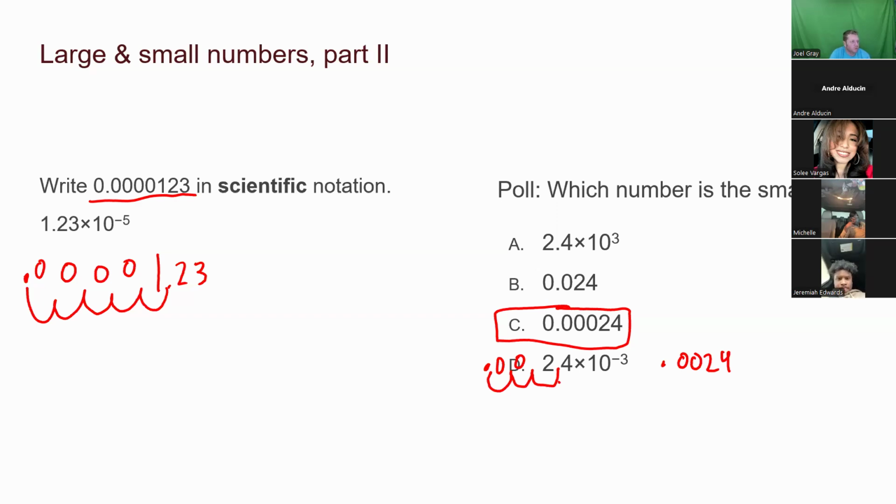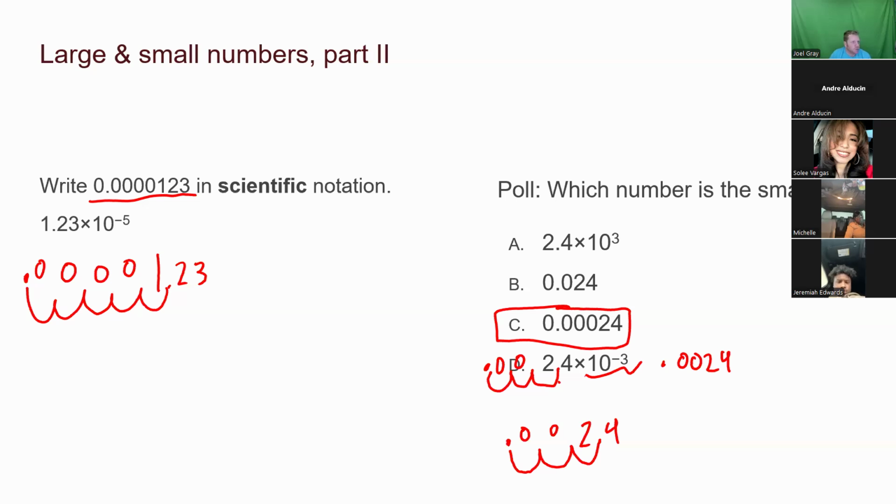This is why whenever I get this sort of question, I'll write out the number and I'll say, okay, I'm moving it 3 places. That's 1 place. That's 2. And that's 3. Here's my new decimal spot, 0.0024. So great work, everyone. Okay.